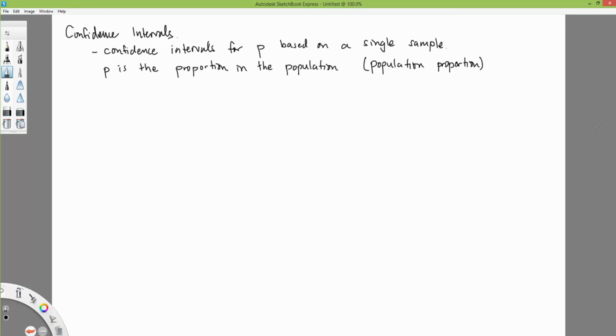And so we will see a formula. Okay, I'm going to put a formula up. But the important part is the idea behind a confidence interval. Okay? So this is the idea, the big idea for confidence intervals.